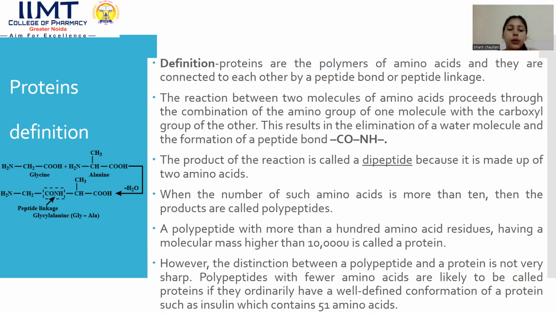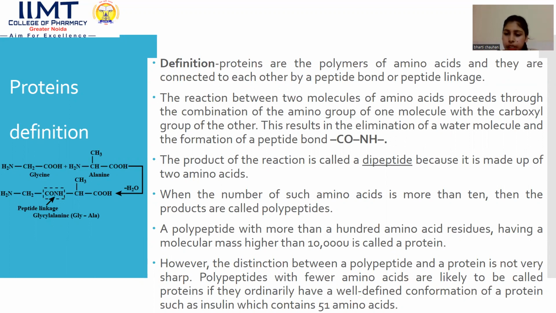Now the question arises: when can a polypeptide be called a protein? Polypeptides which have a molecular mass of 10,000 Dalton or more are called proteins. Basically, a polypeptide with more than 100 amino acid residues, having a molecular mass higher than 10,000 Dalton, is called a protein. However, the distinction between a polypeptide and a protein is not very sharp.